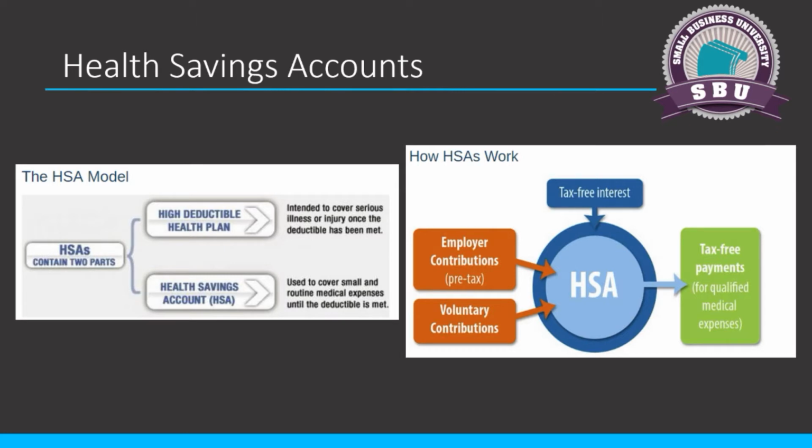The S-corp owner cannot make a contribution from the business to theirs and get a deduction. Instead, the owner does all of this personally. So they take after-tax money, they put it into the HSA, and then they can spend it. And they take a deduction when they put it into the account, but it's on their personal tax return.